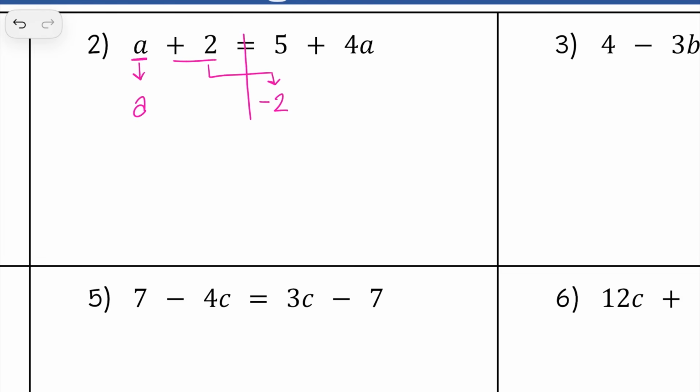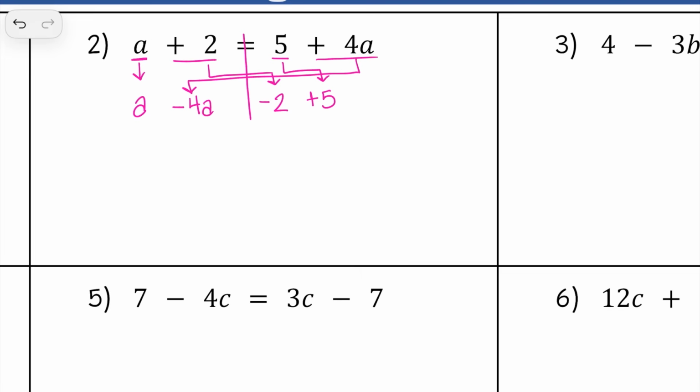We have a positive 5 next. That is on the correct side, the side that it should be on. So it's going to stay positive 5, and I'm going to put plus 5 right there. And then we have a positive 4a. That is not on the correct side. So it's going to move over here. Since it crossed the vertical line, it becomes a minus 4a.